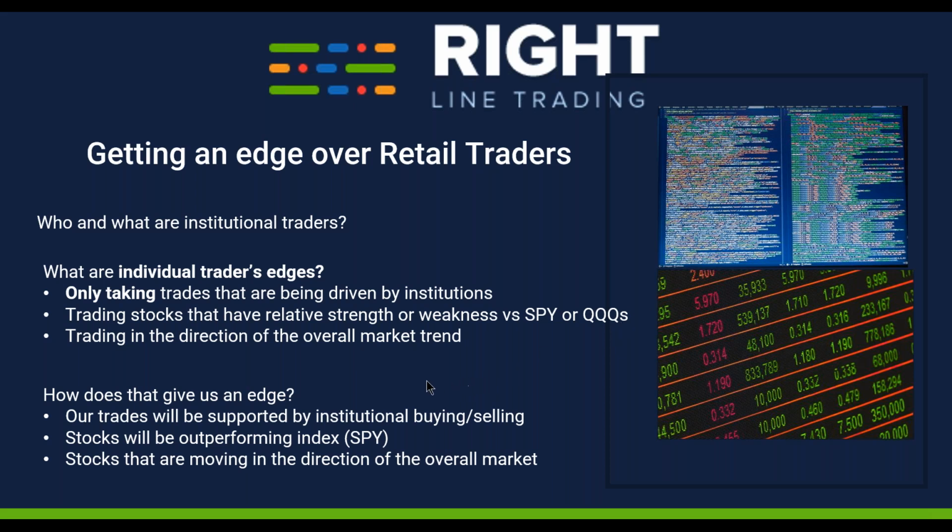So that's basically how we get an edge. We have trades that are supported by institutional buying and selling, stocks that will be outperforming the SPY or the Qs, whichever index you're using, by comparing for relative strength, relative weakness, and stocks that are moving in the direction of the overall market. So we basically try to have the wind at our back on all of those particular indicators.